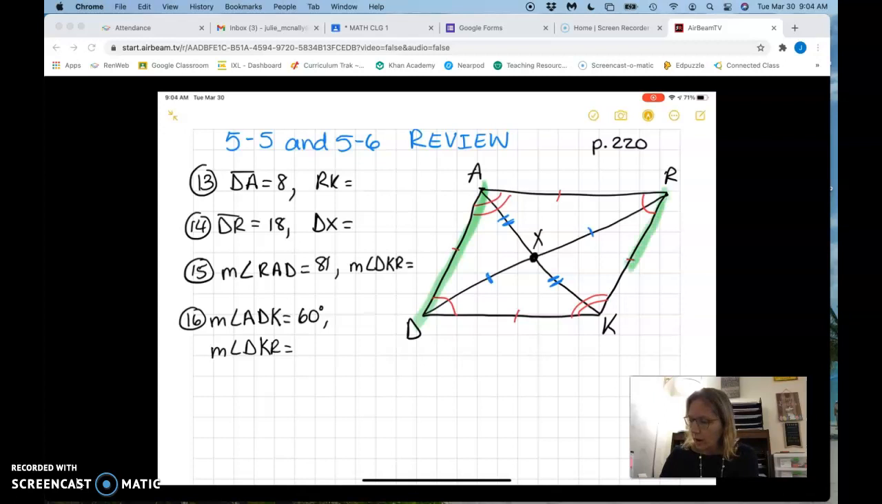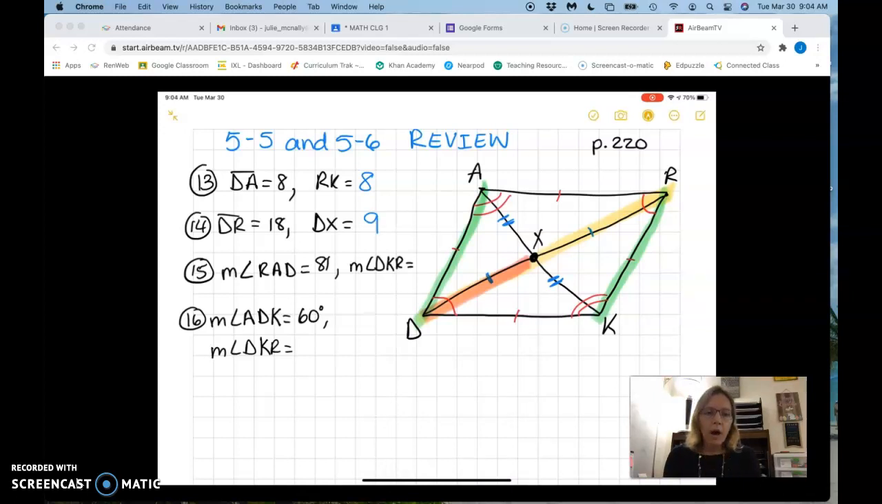Well, remember, opposite sides are congruent. So if DA is 8, RK is 8 also. The next one, DR is 18. Here is DR, and it's asking how much is DX. So if the whole piece is 18, how much is half of the piece? Well, I'm just going to divide it in 2. Half of 18 is 9. Okay?